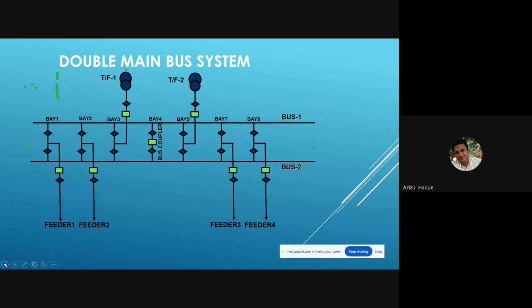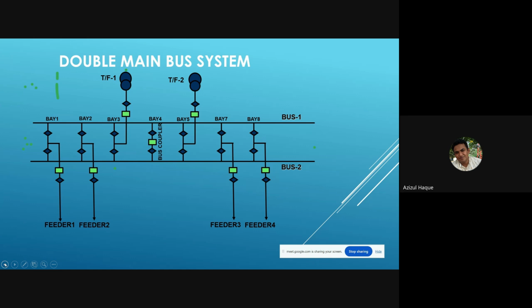But suppose I do not want independent operation. I want both the buses to be connected in sync, so that any feeder can be connected to any bus. So in that case, there is a bay called the bus coupler bay. This bus coupler bay is a circuit starting from bus 1 and ending at bus 2. That means it connects the two buses. It has a circuit breaker in between, and isolators on both sides. So this bus coupler bay synchronizes the two buses.